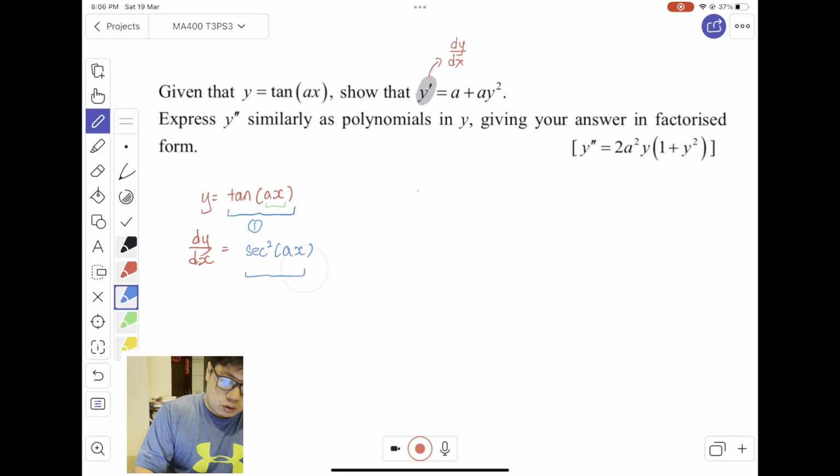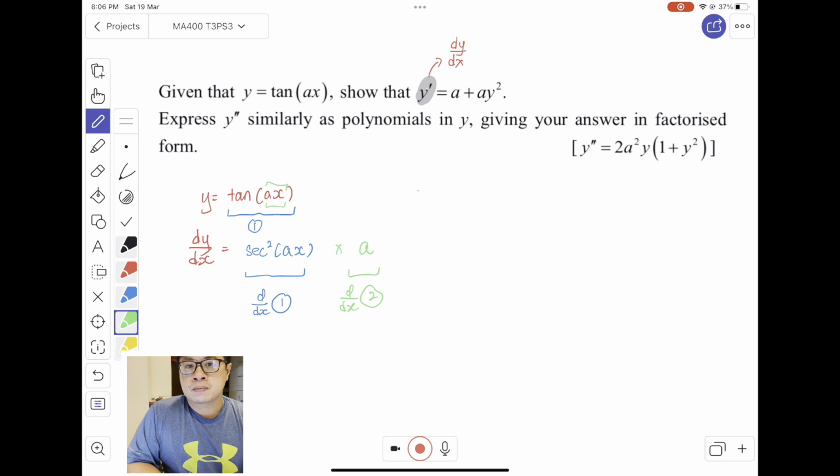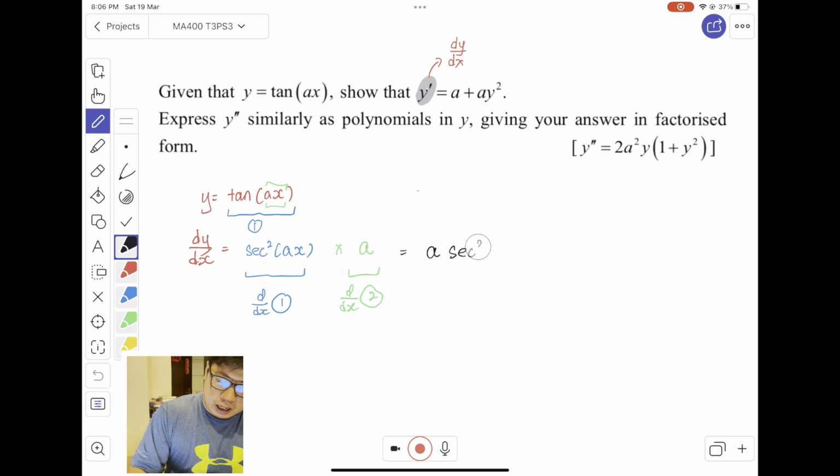Let me just write it here: differentiating the first layer, and the second layer here, which is ax, differentiating ax will just give us a. That's differentiating the second layer. So from here, this is my dy dx so far: a sec squared ax.